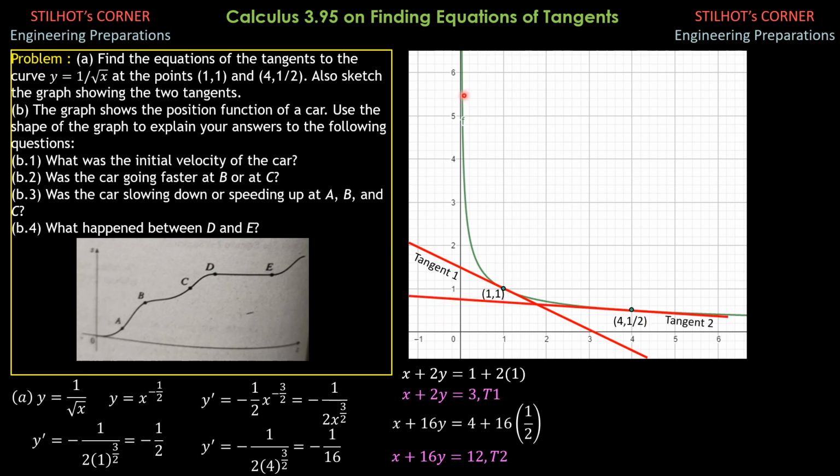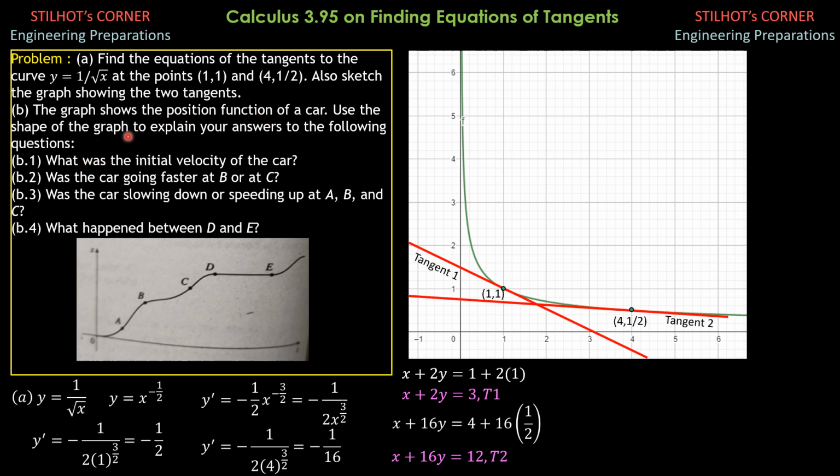And this is the graph of y equals 1 over square root of x. These are the tangents at the first point of tangency and second point of tangency. So that's it for this part. Let's proceed to part B. The graph shows the position function of a car.